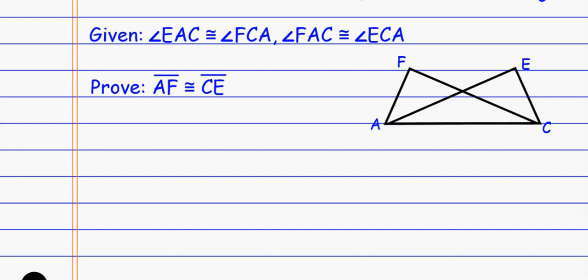this is an example where watch what happens if we separate it. Let me draw these separately. And when I draw them separately, I like to try to keep the same orientation for each. So here's AFC.